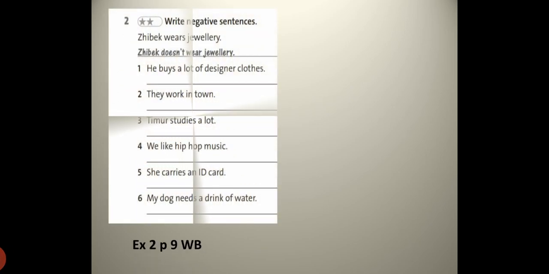Now open your workbook, page 9. Let's do exercise 2. You should write negative sentences. For example, Zhibek wears jewelry. Zhibek doesn't wear jewelry. Now let's start. The first. He buys a lot of designer clothes.